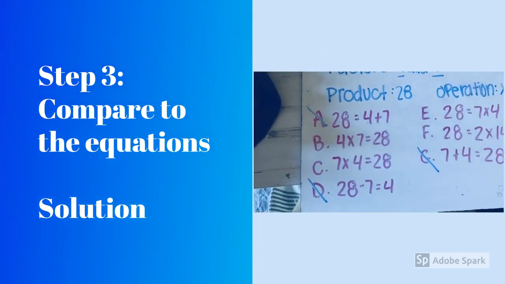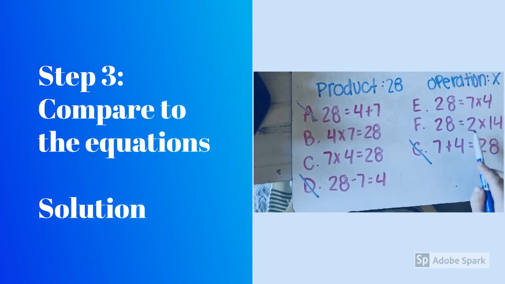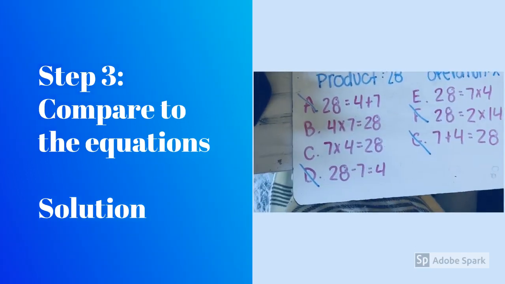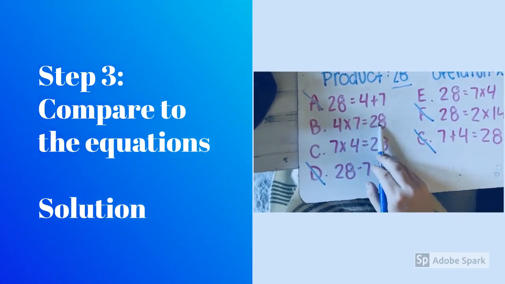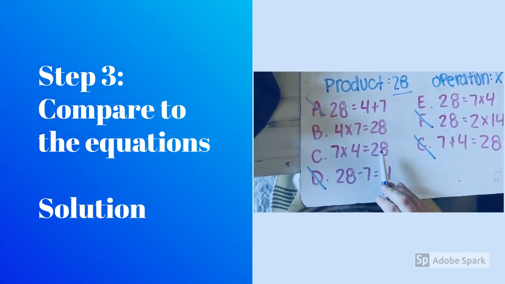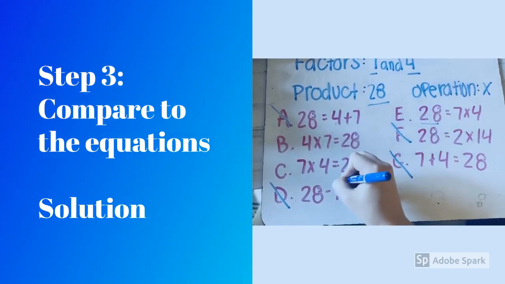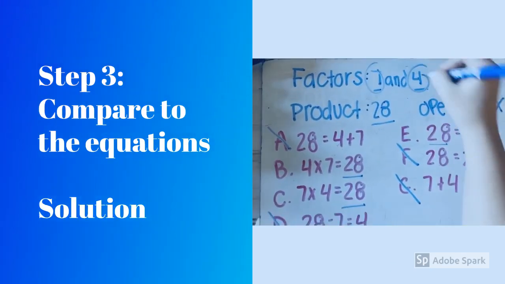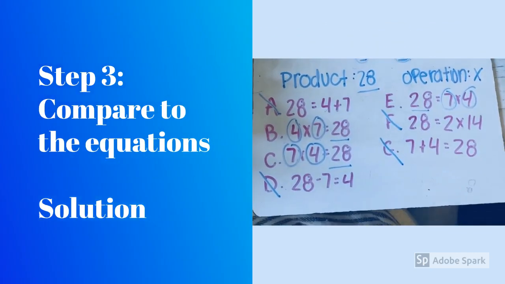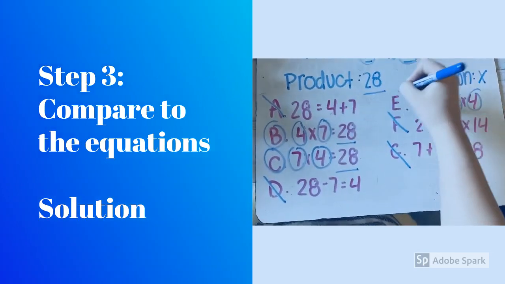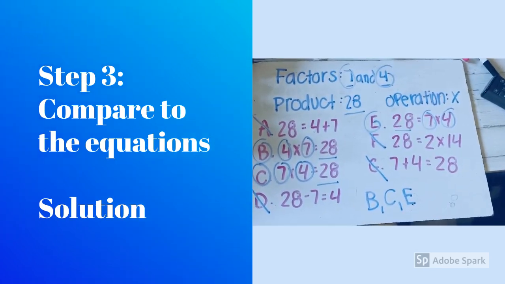The next thing we're going to look for are our factors 7 and 4. 4 times 7, 7 times 4, 7 times 4, 2 times 14. Those are not 7 and 4, so those can be crossed out. Next, we have to check for our product, which means two numbers, 4 and 7, have to be multiplied to equal 28. I'm just going to check that the 3 we have left have the product 28 and the factors 7 and 4. So it has to be 4 and 7 multiplying to 28. B, C, and E all have that. Those equations match our comparison.